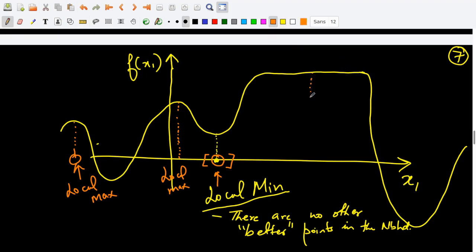So if I look at a point here on this plateau where the function is constant, and look at this interval around this point, then this point is actually both a local minimum and local maximum, because in this neighborhood there are no other better points. There is no other point which has a value lower than the value at this point. So this is locally minimum. Also it is locally maximum because in this interval there are no other points having more value than this point. So this point is both a local minimum and a local maximum.